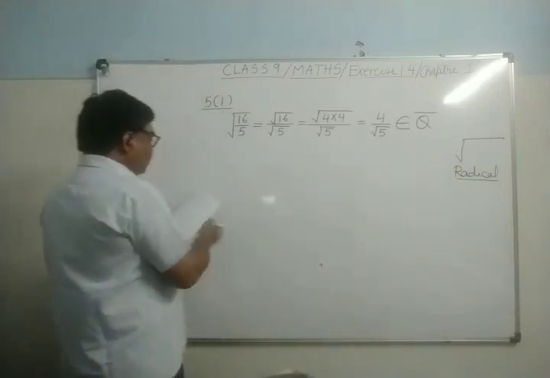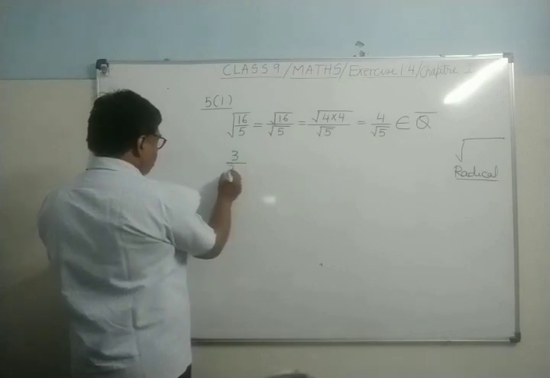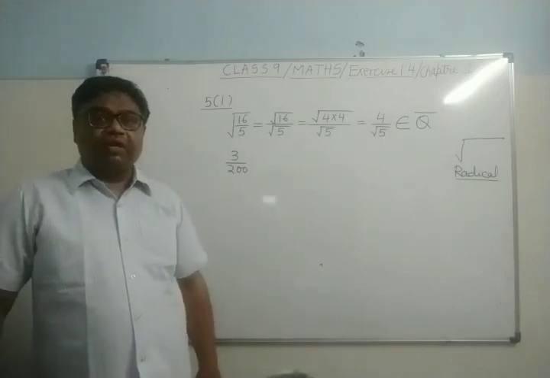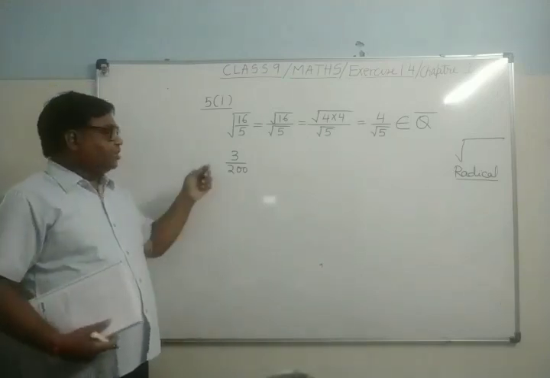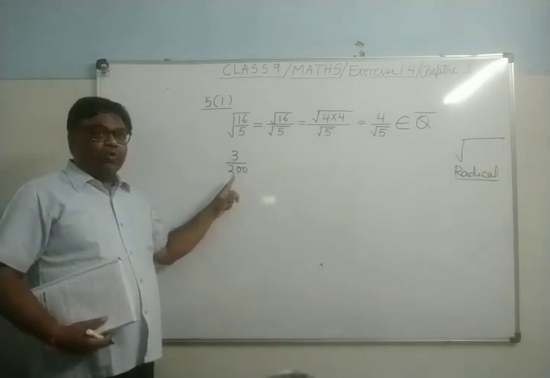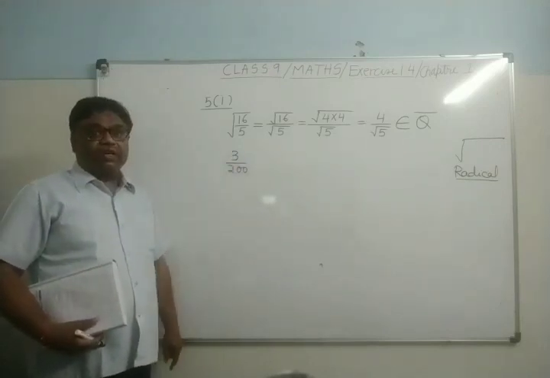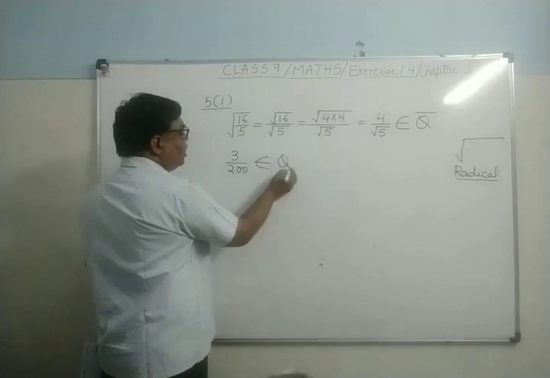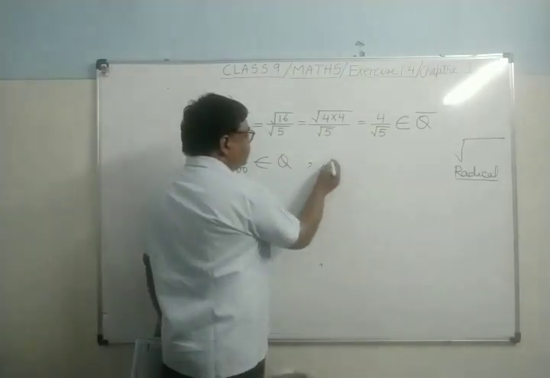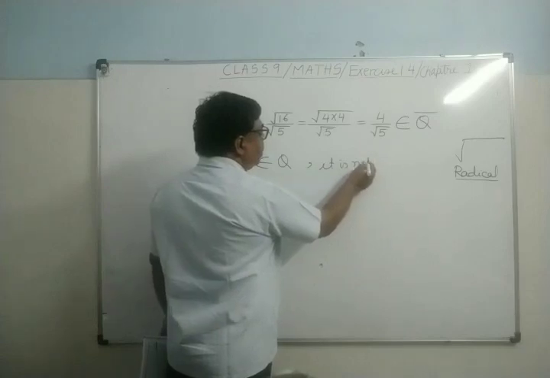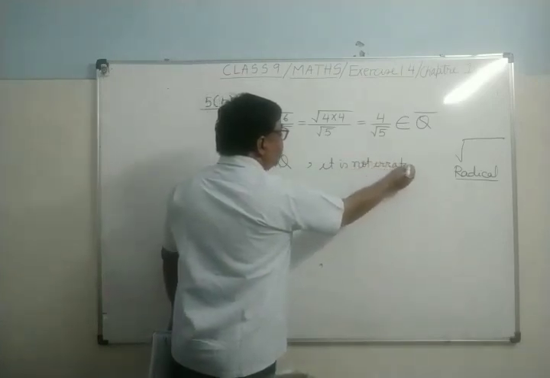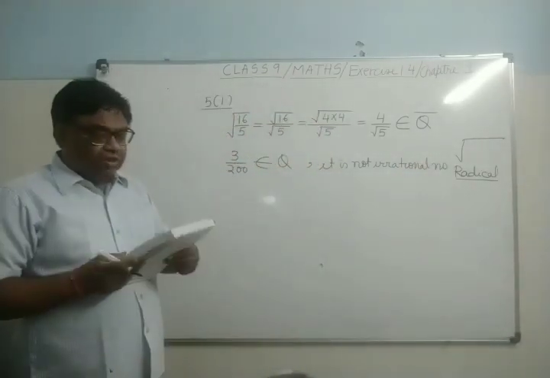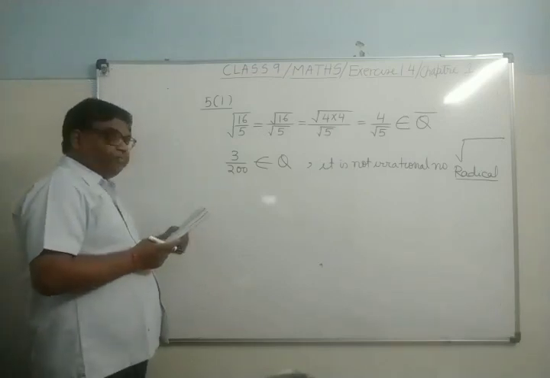In the second part there is 13 upon 200. Just by observing, we can see that it is a rational number. Why? Because it fulfills all the conditions of a rational number: p and q are integers having no common factor except 1, and the denominator is other than 0. Therefore it is a rational number. So we will write it is not an irrational number. Is it clear?